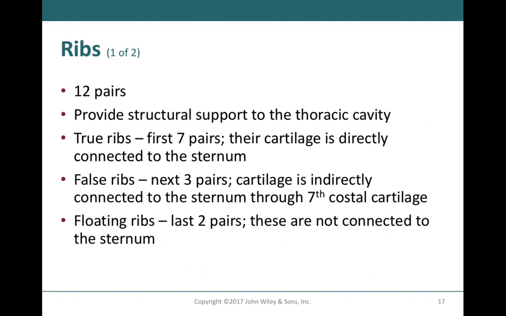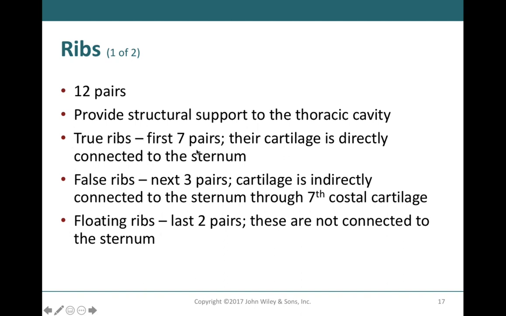Now, as I mentioned a couple slides ago, we have 12 pairs of ribs. So in total, that means we have 24 ribs, because these are pairs, and 12 ribs can be found on either side of the thoracic cage. Now, ribs serve a wonderful protective function, as well as offering structural support to the thoracic cavity. The ribs will keep the thoracic cavity open and allow that space to be contained within this part of our bodies.